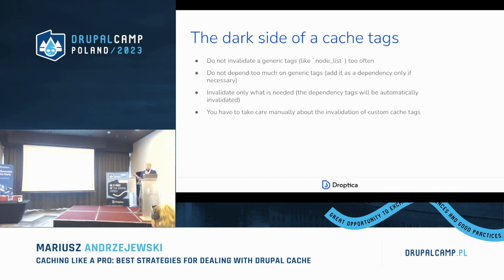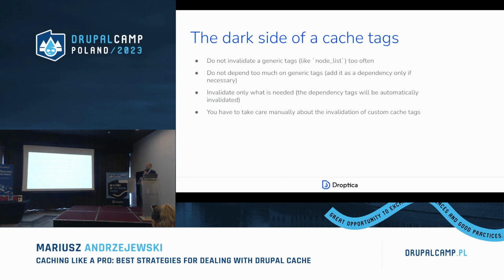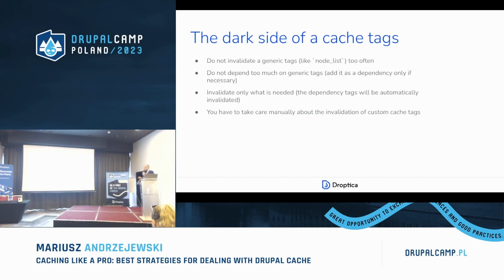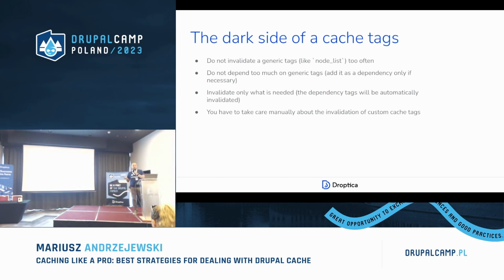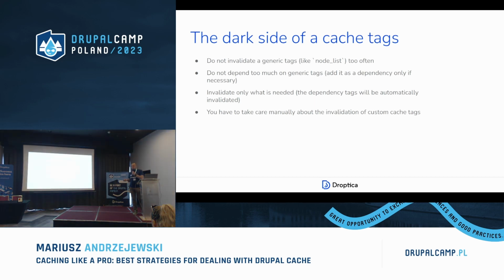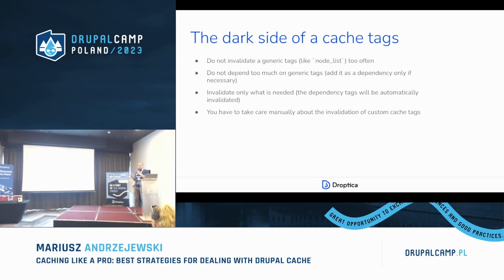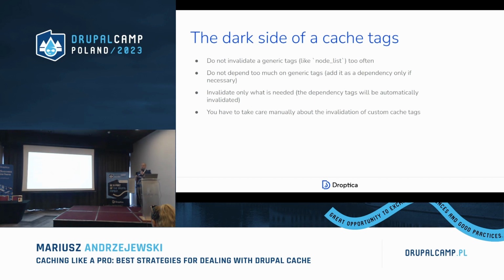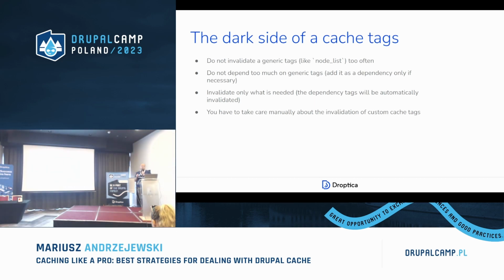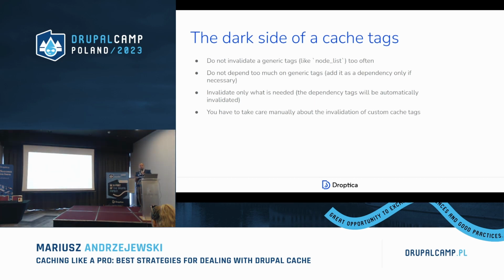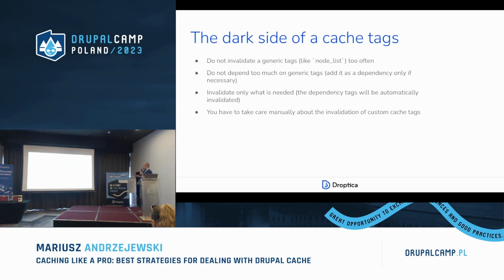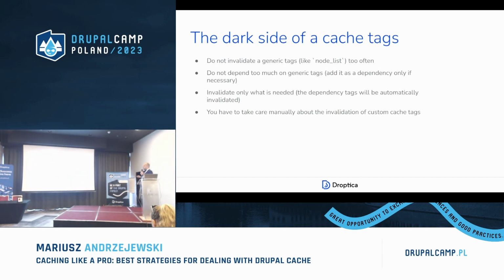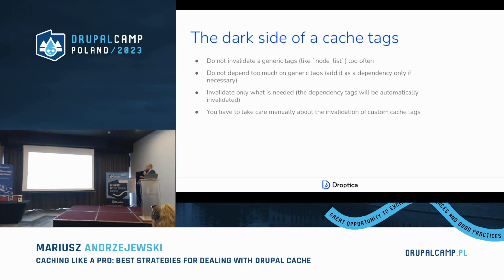Yeah, when invalidating, we of course also take into account that we'll have to invalidate only what is needed. Our custom cache tag, maybe some core tag, should have defined the dependencies. So just invalidate it, and the Drupal cache API will handle the dependencies and automatically invalidate what needs to be invalidated.